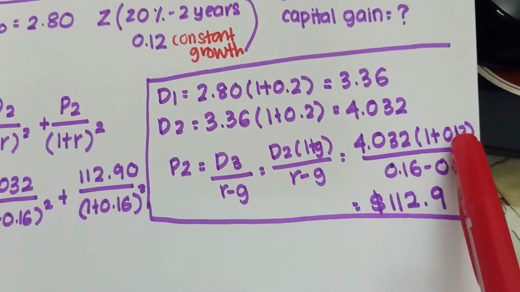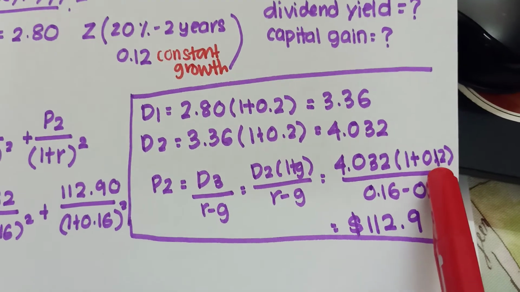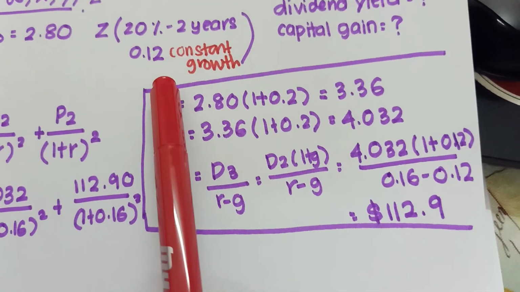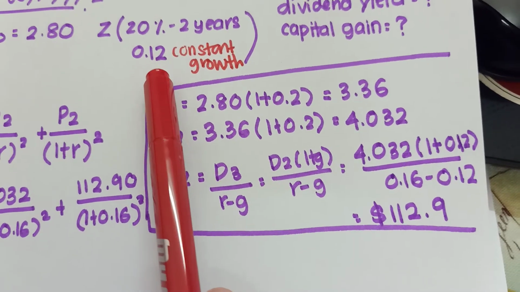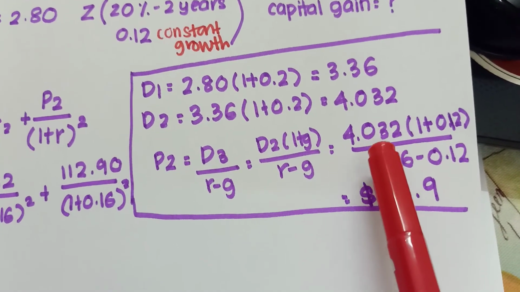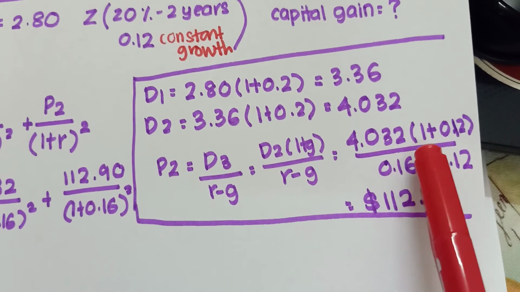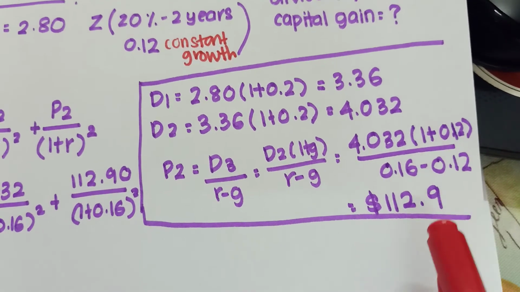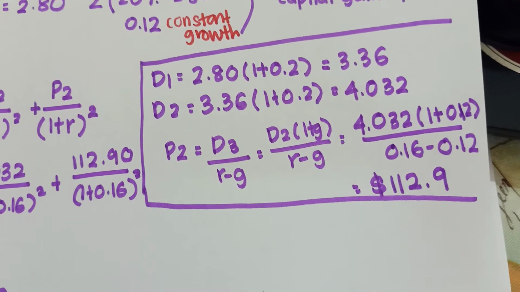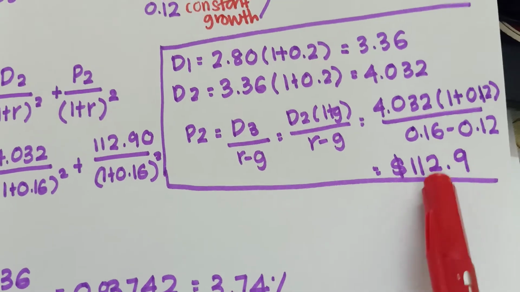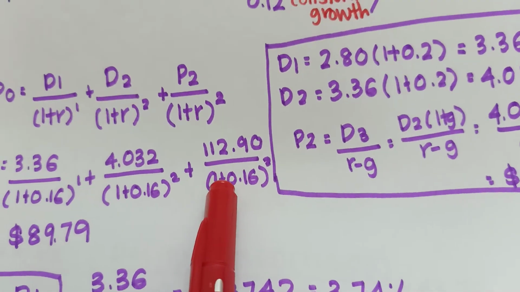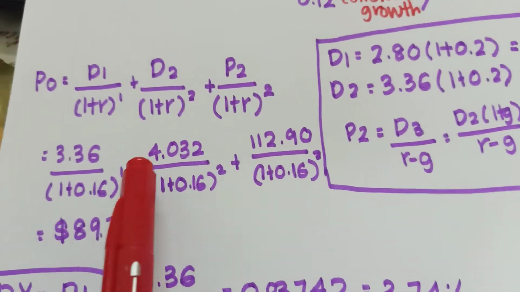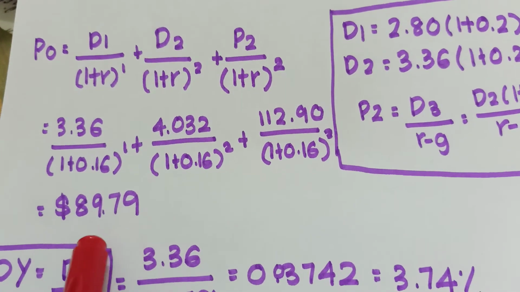And here you need to be careful of the growth rate, because the question said the first 2 years is 20%, and after 2 years is constant growth, which is 12%. So that's why dividend in year 2, 4.032, times 1 plus g, where g is 12%, not 20%. Then you will get the answer for P2. Then you substitute the amount of P2 in this formula. That means you present value the share price in year 2. When you calculate it, you will get the current share price.